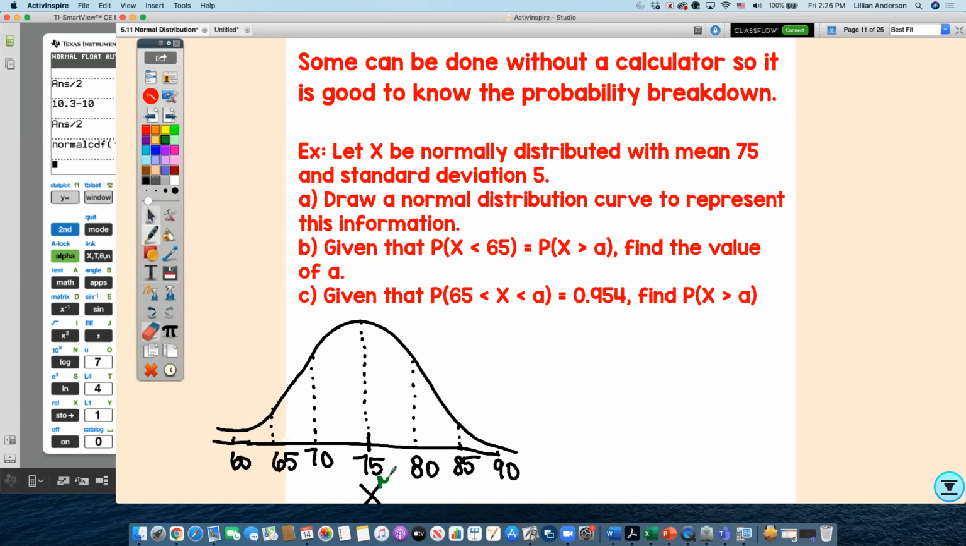So remember, this is mean. This is mean minus 1 standard deviation. This is mean minus 2 standard deviations. So the probability that X is less than that value is going to equal the same probability as X being greater than some similar value. What's that value going to be? What is the value of A?